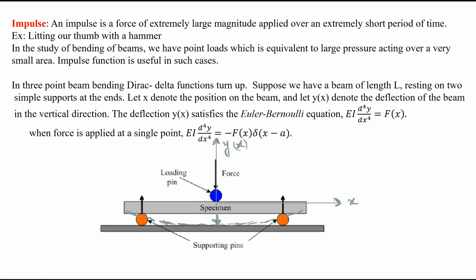When we see the definition of impulse, an impulse is an extremely large force which is applied in a very short duration of time. If you observe an example in our day-to-day life, when you hit your finger or thumb with a hammer, you feel unbearable pain due to the extremely large force applied in a fraction of a second. Such a force is called an impulse.